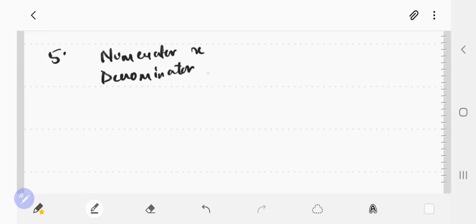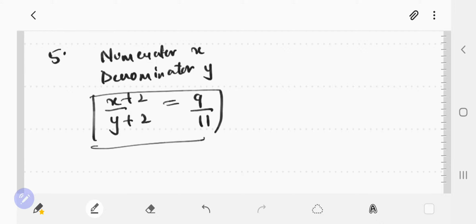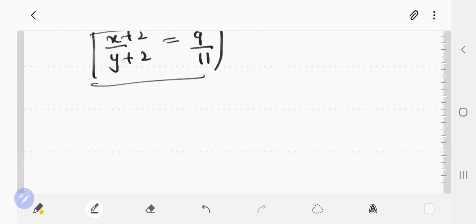I'll jump on to the fifth, which says a fraction becomes 9 upon 11 if 2 is added to both numerator and denominator. I don't know the numerator, so I'll keep the numerator as x. I don't know the denominator as well, so I'll keep the denominator as y. So my fraction is x upon y. And it says if I add 2 to both numerator and denominator, my fraction becomes 9 upon 11. Now this is not a linear equation. I can make it a linear equation by just solving this equation.